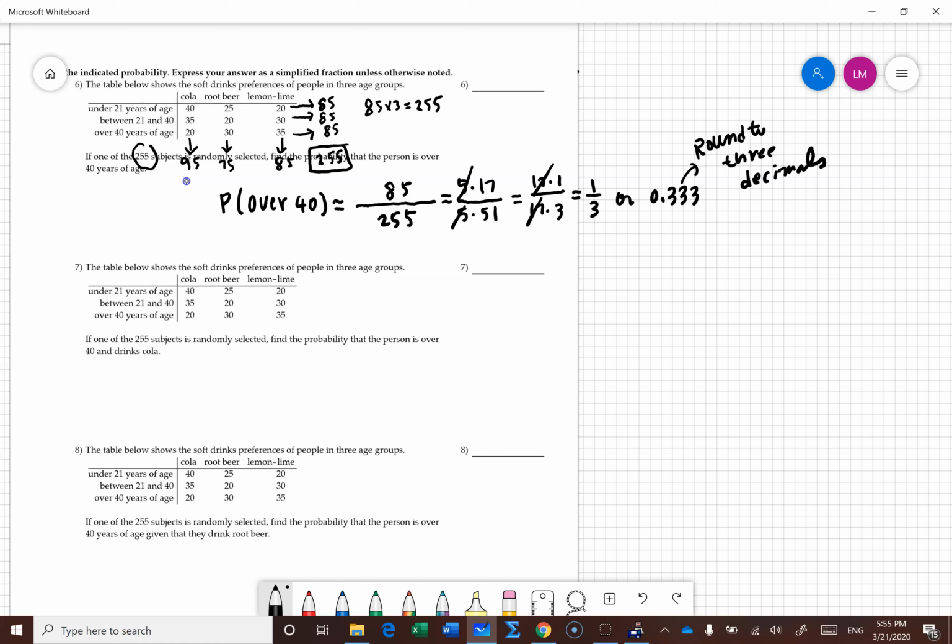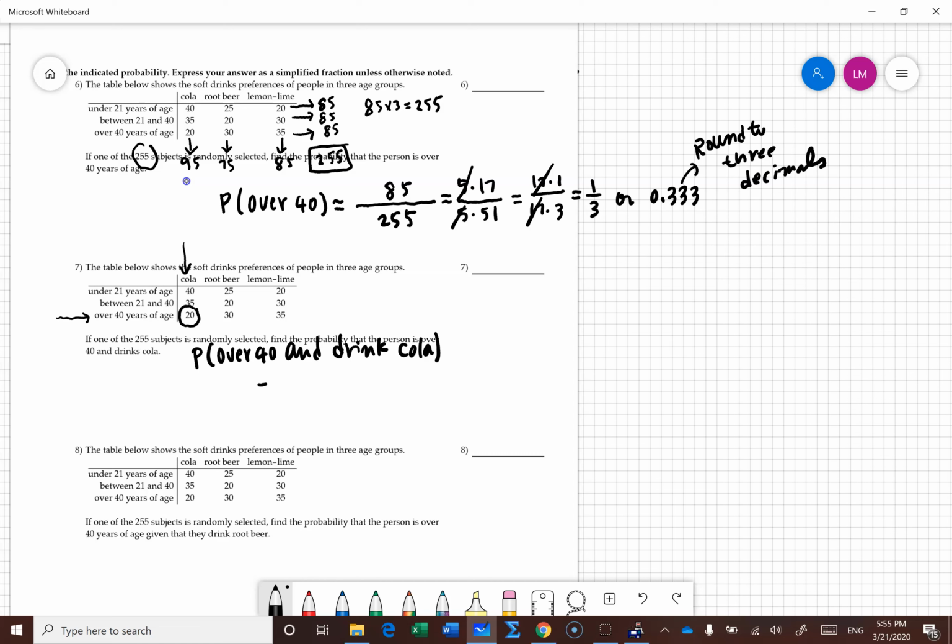Next question. If one of the 255, that means if you add all these numbers, the same as the previous question, is randomly selected, find the probability that the person is over 40 and drinks cola. So how many people are over 40 and drink cola? This is over 40. This is drink cola. So there's only 20 people.